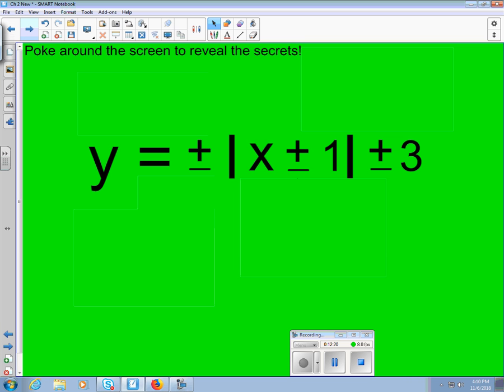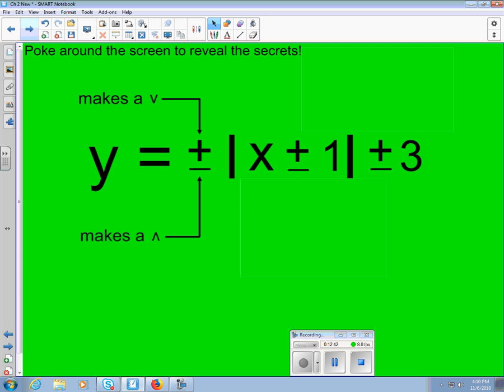So to recap, just remember that if there's a positive, like nothing written in front of the absolute value, then that tells me it's going to make the shape of a V. If I see a negative, by the way, in front of my absolute value, then it's going to make a mountain. So maybe you can remember the days where you had your little magic math mountains.